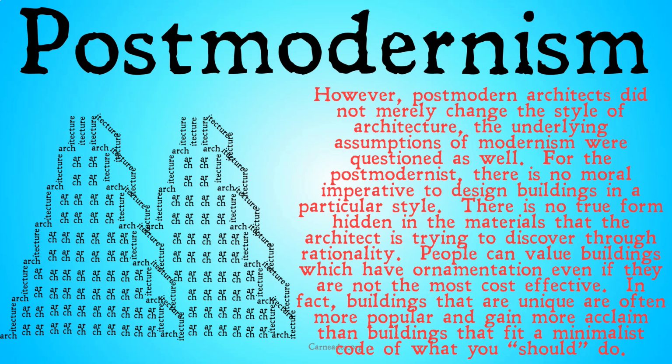However, postmodernist architects did not merely change the style of architecture. The underlying assumptions of modernism, that you had an ethical mandate to do more with less, were questioned as well. For the postmodernists, there is no moral imperative to design buildings in a particular style. There is no true form hidden in the materials that the architect is trying to discover through rational logic. People can value buildings which have ornamentation even if they are not the most cost-effective. In fact, for the postmodernist, buildings that are unique are often more popular and gain more acclaim than buildings that fit a kind of minimalist code of what you should do.